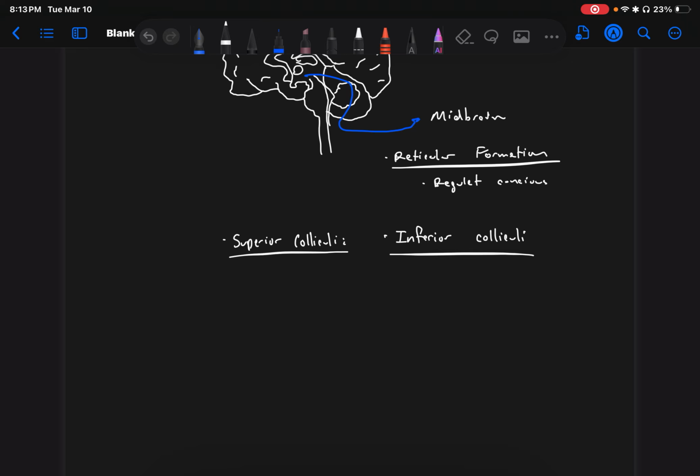So inferior means below, right? Inferior is down, superior is up. And these relate to your eyes and your ears. So are your eyes above your ears? I'm just looking at myself in the reflection, and yes, my eyes are in fact above my ears. So the superior colliculi is for your eyes, and the inferior colliculi is for your ears.